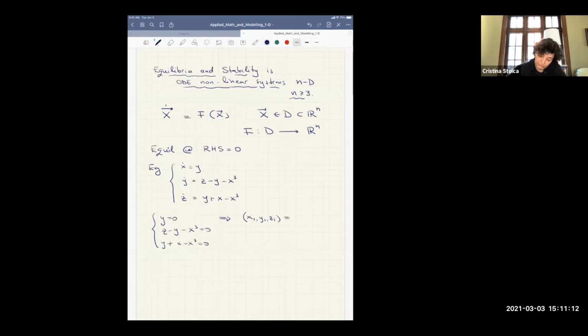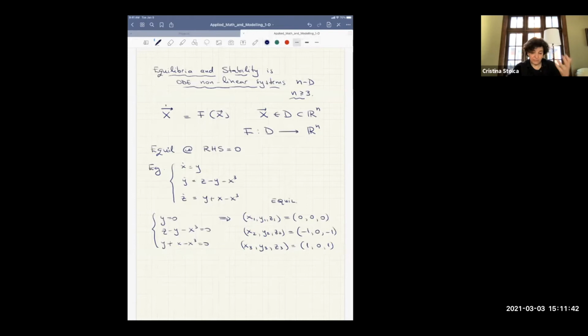Once we solve this, we'll have one at 0, 0, 0. And then we have one where y will be 0 all the time: minus 1, 0, minus 1. And then we have a third one at 1, 0, 1. Okay. That's straightforward, I think, right? I mean, that's just solving equations, right?